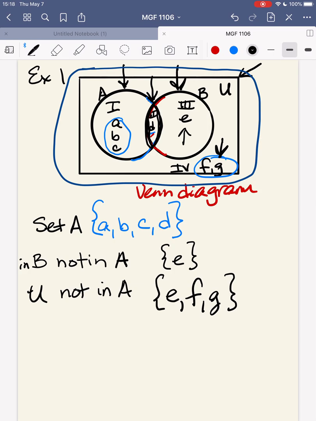All right? Now, if we look at the set of the universe that are not in A or B, okay, then the only things we're looking at is this F and G here. Okay, so the sets in the universe that are not in A or in B are just F and G.